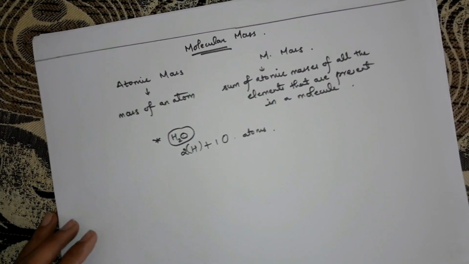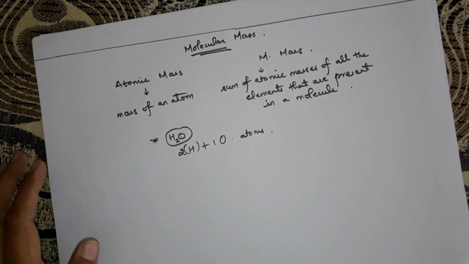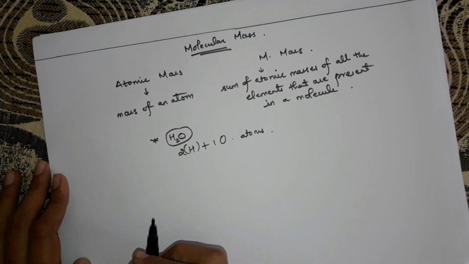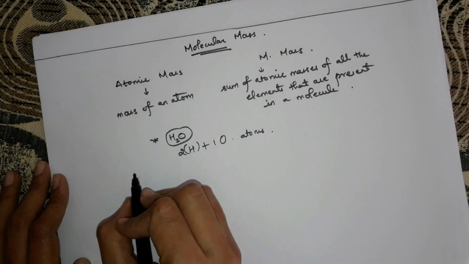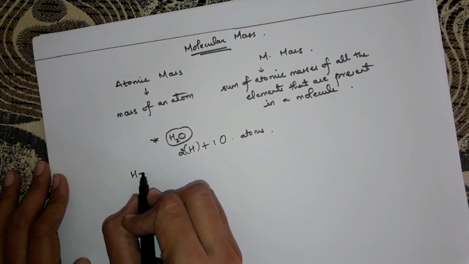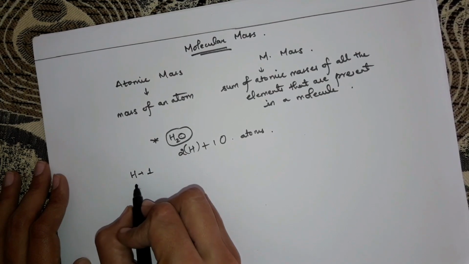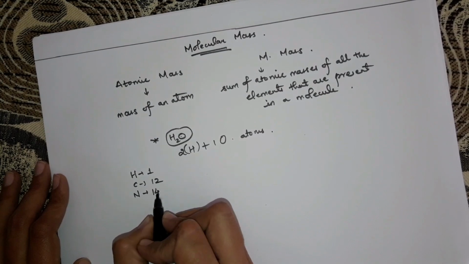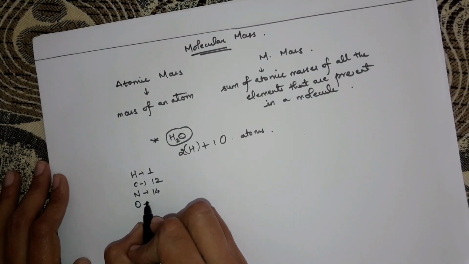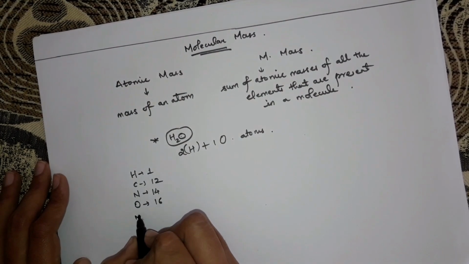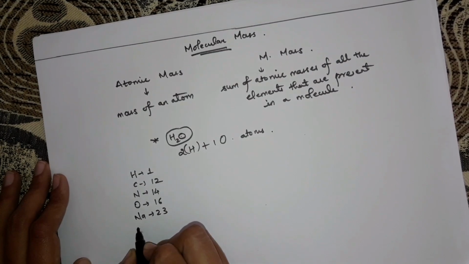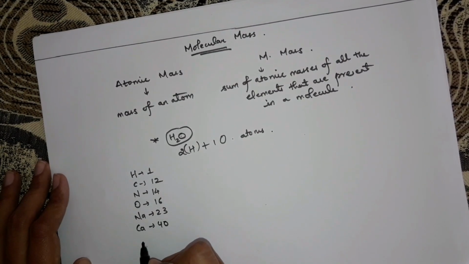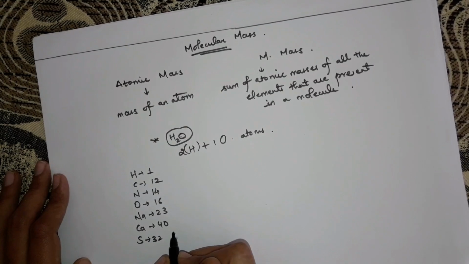Now, to calculate the molecular masses of elements, one must know the atomic masses of elements of some commonly used compounds. Elements like hydrogen has an atomic mass of 1, carbon has 12, nitrogen bears 14, oxygen has 16, then sodium has 23, calcium has 40, sulfur has 32.